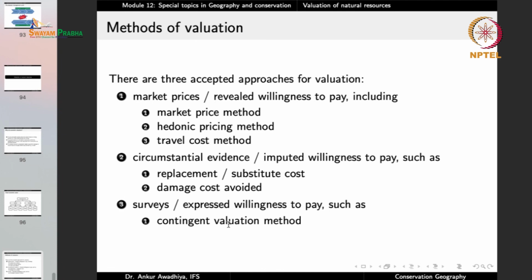And the third method is surveys or express willingness to pay, such as the contingent valuation method. And by using one or more of these methods, we can come to an economic valuation that can be used for decision making.